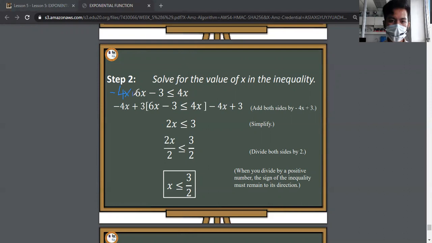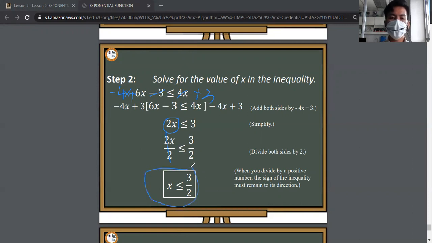Plus, ito po, cancel na po natin siya. So, ito po negative 3, lipat po natin sa kabila, magiging positive 3. So, ito po, cancel na po. Negative 4x plus 6x is equal to 2x. Ito po, is less than or equal to 3 or positive 3. Then, we need to find the value of x by simply dividing both sides by 2. So, cancel po natin. So, x is less than or equal to 3 halves.